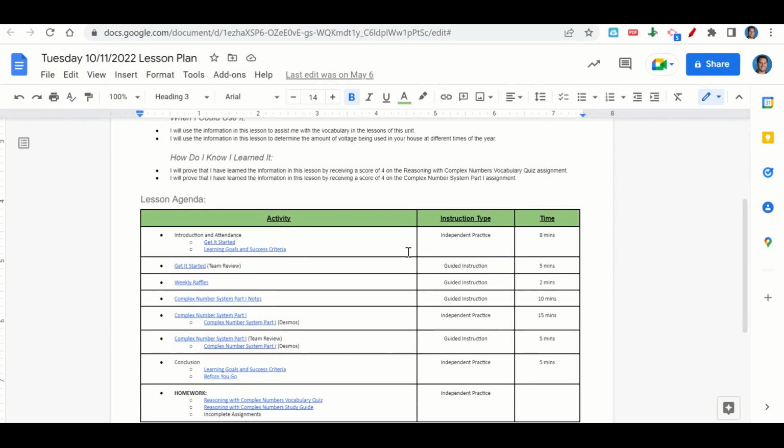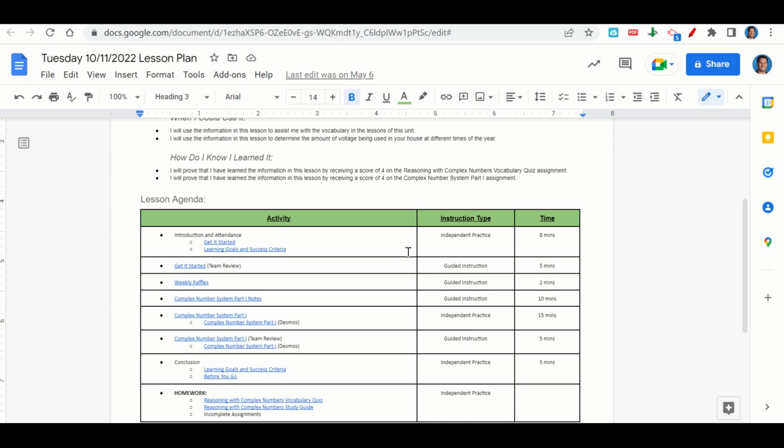Now let's take a look at our agenda for today. We will begin by going over our learning goals and success criteria. While we do that, you'll fill out your Get It Started. Once you've completed your Get It Started, we'll go over it together and answer any questions that you may have. Next, we'll do our weekly raffle. After that, we'll go over the Complex Number System Part 1 notes, and then I'll give you time to complete the Complex Number System Part 1 assignment on Desmos. Once you've completed the assignment, we'll go over it together and answer any questions that you may have.